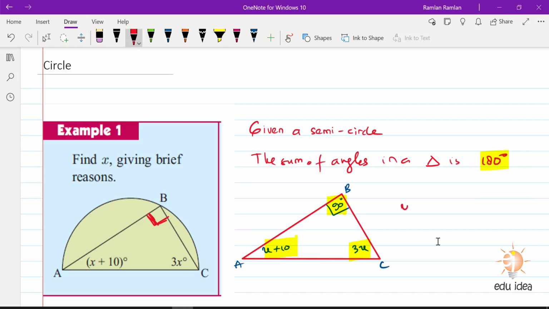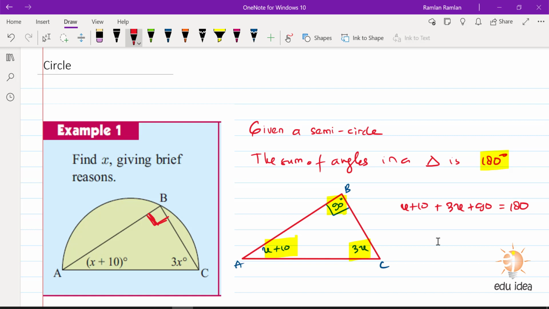So I can say that if x plus 10, this guy, is added with this guy, 3x, and then we add it again with this guy, 90 degrees, it will always be equal to 180, right? So you can solve this equation. We already learned this in grade 7.